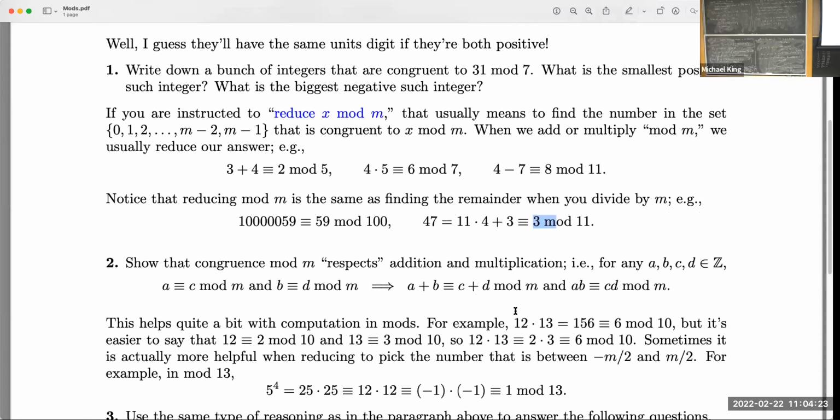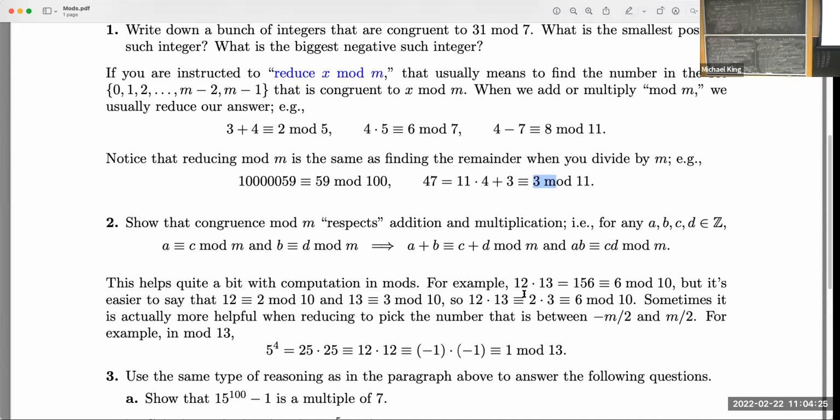And then also, the last one I'll let you do: even doing multiplications can be useful. Like if I just want to know what 12 times 13 is mod 10, there's no reason to actually multiply it out. Instead, you say, well, 12 is 2 and 13 is 3, so 12 times 13 is 2 times 3, which is 6. You don't need to multiply out 12 times 13 to know that mod 10, 12 times 13 is 6. That makes sense.